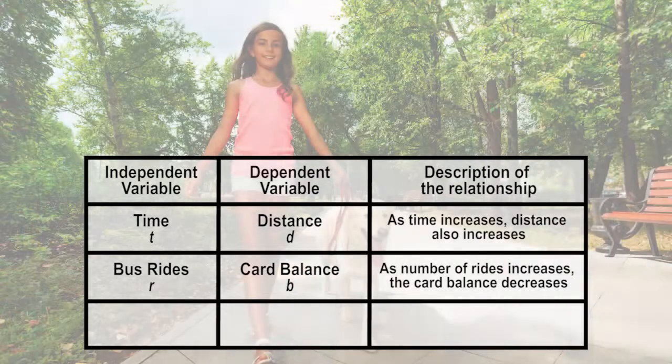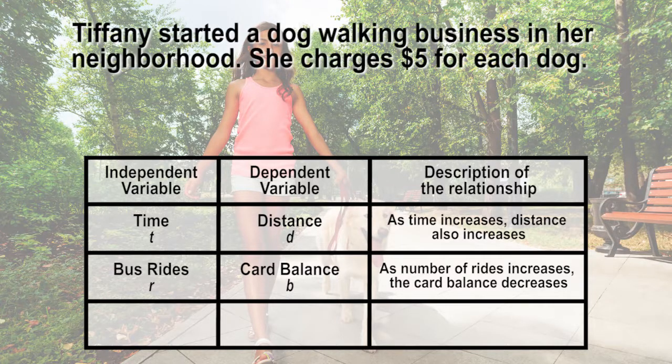Let's look at one last scenario. Tiffany started a dog walking business in her neighborhood. She charges $5 for each dog. What are the independent and dependent variables in this scenario?